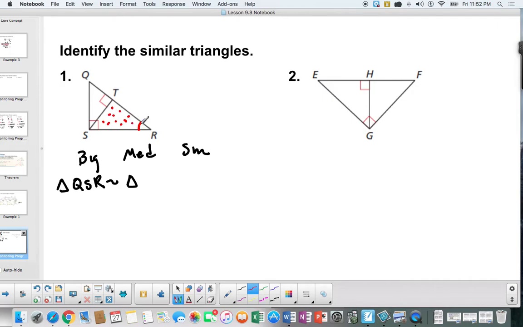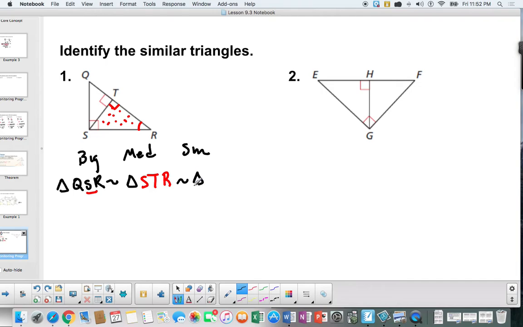And I want you to notice that angle R is the same as angle R for the big triangle. So I'm going to put an R right here in the same position. I know that angle S is the right angle, and for this triangle, angle T is the right angle. And there's only one letter left, which is S.